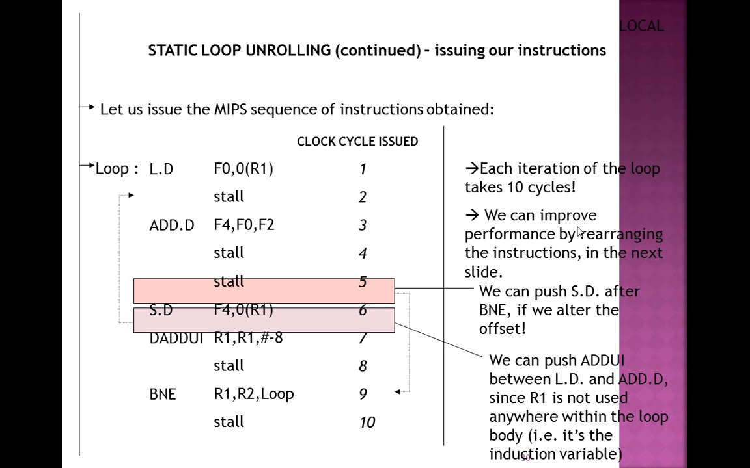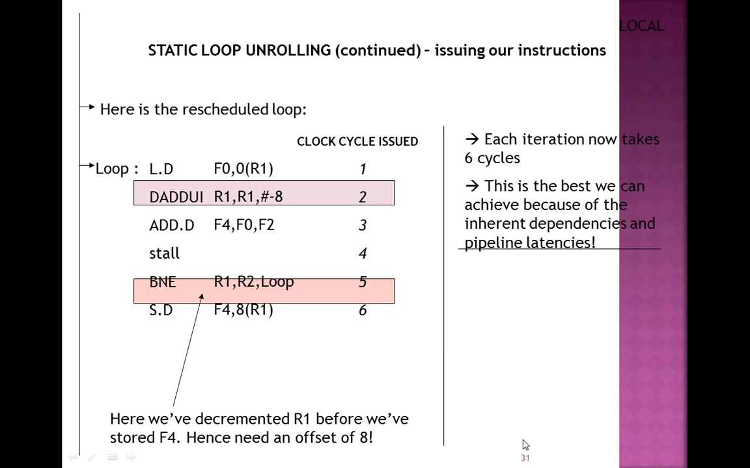We can improve the performance by rearranging the instructions in the next slide. We can push S.D after BNE if we alter the offset. We can push DADDUI between the L.D and the ADD.D since R1 is not used anywhere within the loop body. Here is the rescheduled loop, the same loop rescheduled. The clock cycles per iteration are now 6, which increases the performance by reducing the cycles.